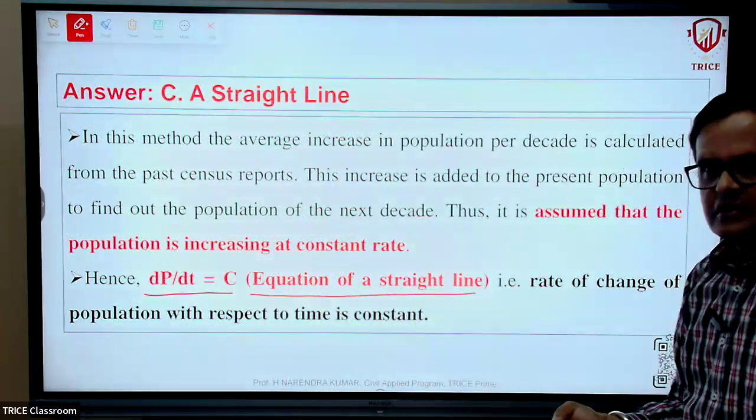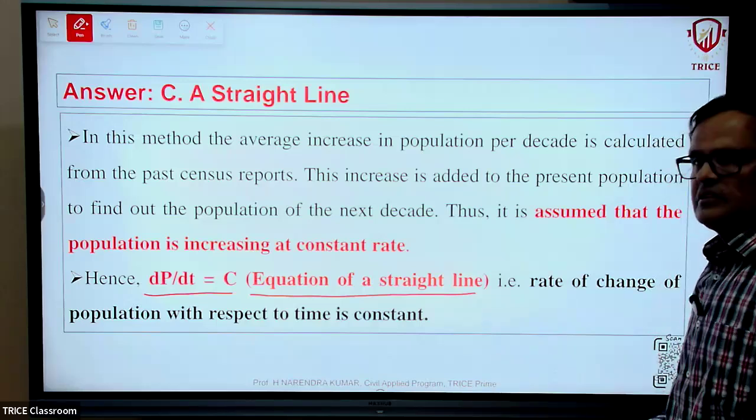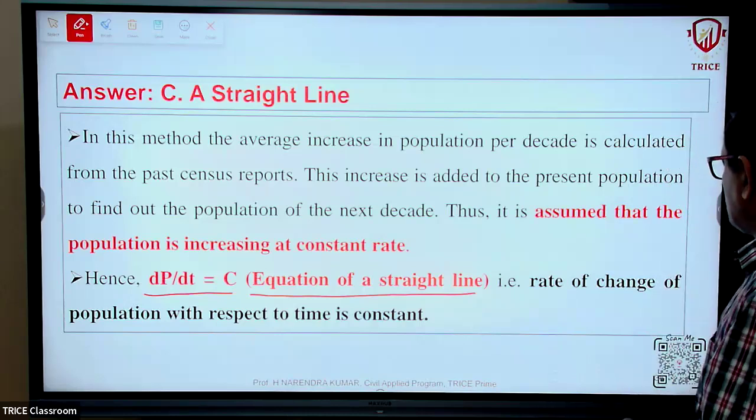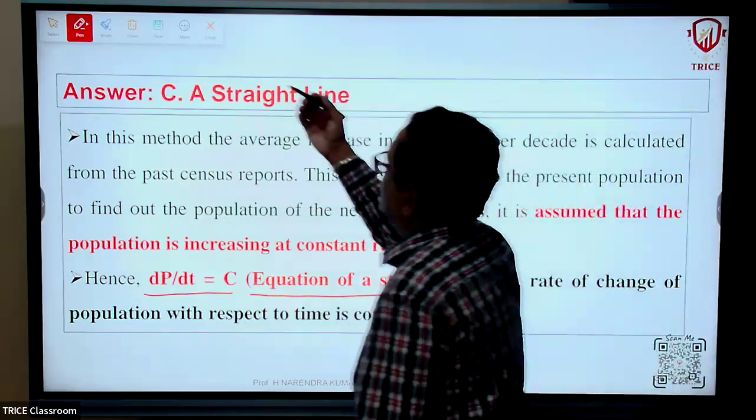One of the equations. Okay, there are several equations for the straight line. This is one of the equations. Differential equation for the straight line: dP by dt is equal to constant. So rate of change of population with respect to time is a constant value.